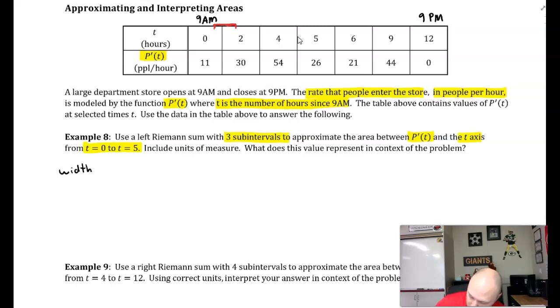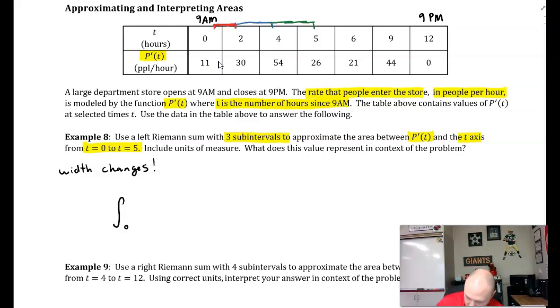Okay, and then I'm going to go from 2 to 4. Okay, and then I'm going to say 4 to 5. So notice it matches how many rectangles, from this point to this point, this point to this point. That matches how many subintervals they want. Okay, so our width changes in these examples. All right, so I'm going to generate an integral.